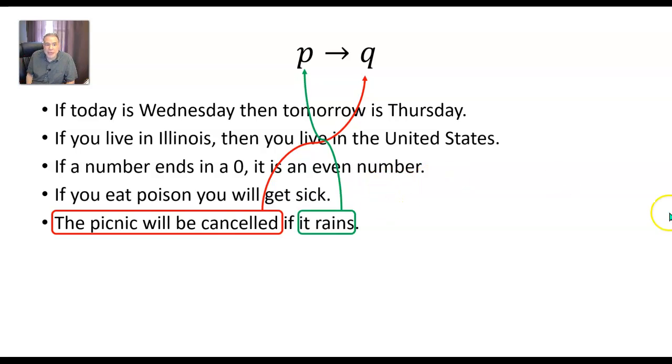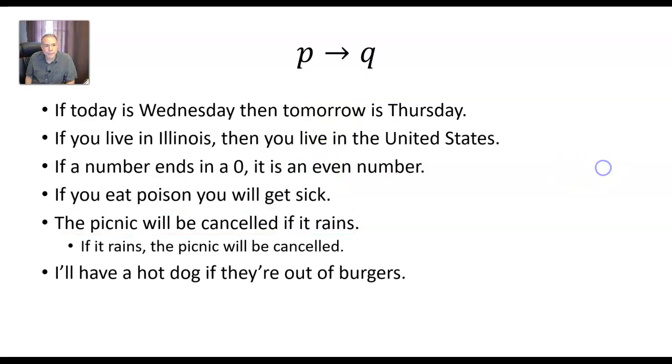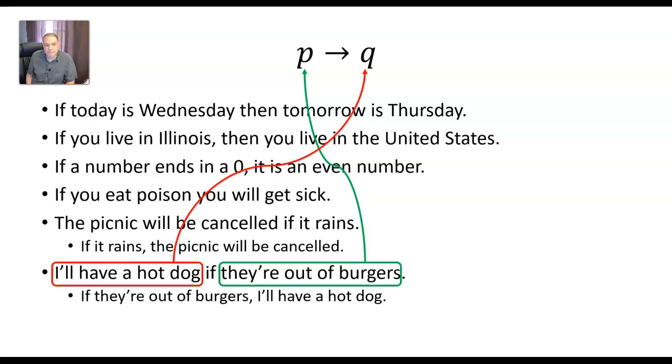I can say the picnic will be canceled if it rains, or I could say if it rains, the picnic will be canceled. Means the same thing. Either way, the if part is the antecedent, the then part is the consequent, and it's saying that if the antecedent is true, then the consequent is true. I'll have a hot dog if they're out of burgers. Notice which part is the if part, the antecedent, and which part is the then part, the consequent. If they're out of burgers, then I'll have a hot dog.